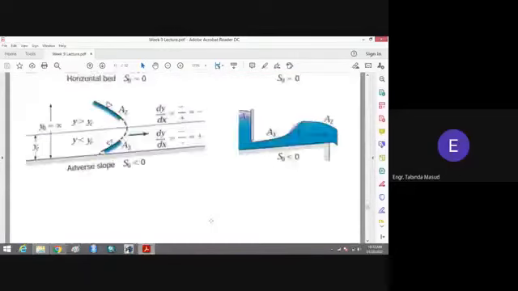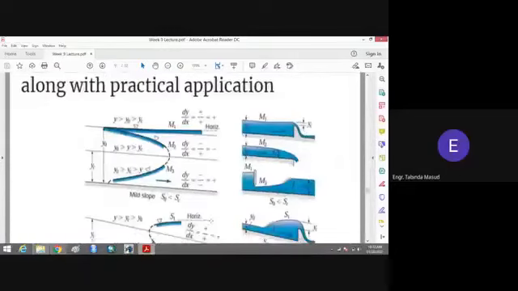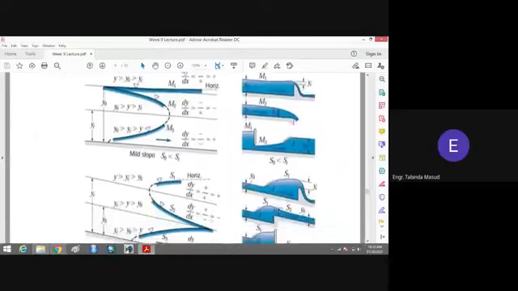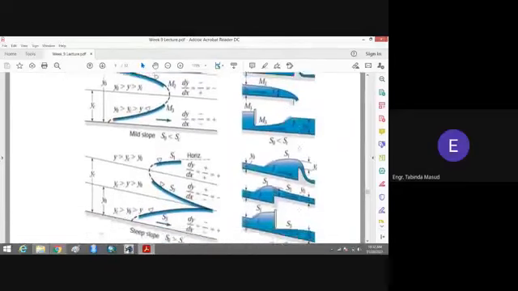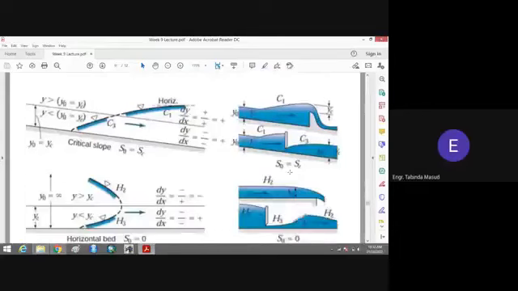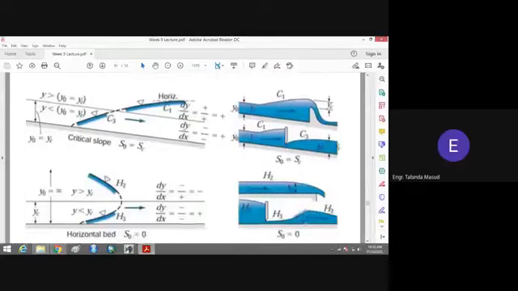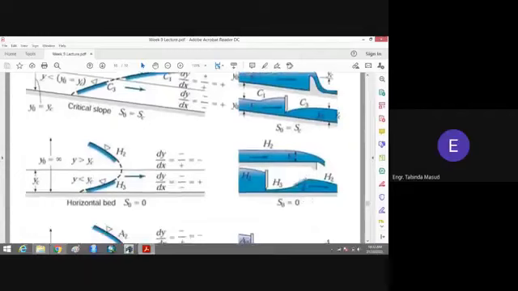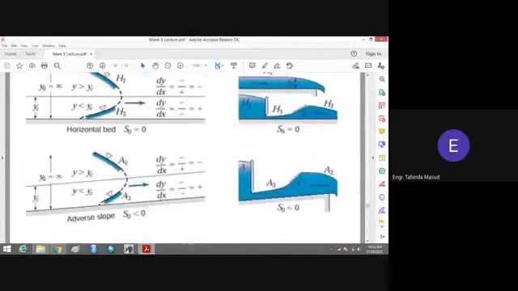If we look at the practical examples, you can see that in the case of sluice gates, a hydraulic jump is formed on a mild slope. There's no hydraulic jump in the case of the steep slope. There's no hydraulic jump in the case of the critical slope. And we have a hydraulic jump in the case of the horizontal slope and the adverse slope.